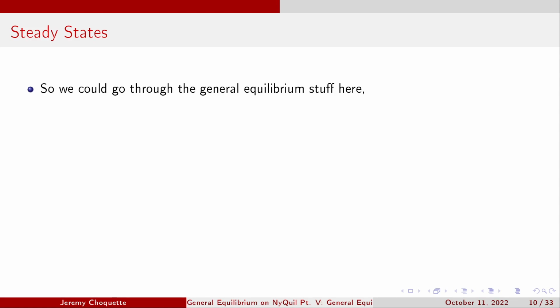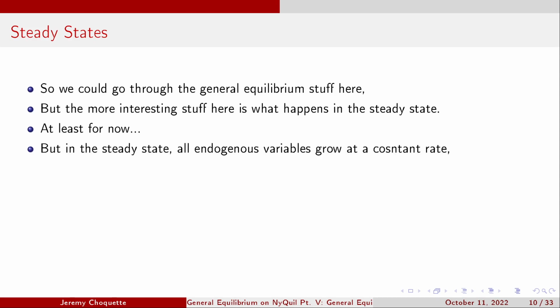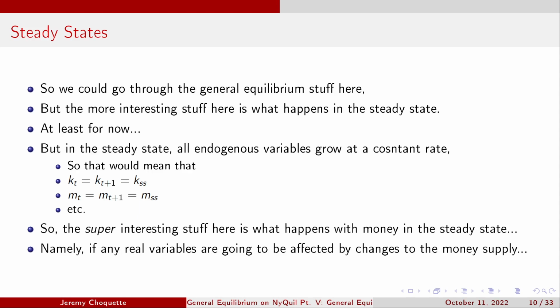And we could go through all the general equilibrium stuff here, but really what's more interesting is what happens in the steady state, at least maybe for right now. But in the steady state, remember, all endogenous variables grow at a constant rate. So it means that K_t equals K_{t+1}, both equal to steady state capital. Same goes for money, same goes for bonds. The super interesting stuff here is what happens with money when we're in the steady state, namely, if any real variables are going to be affected by changes to the money supply.